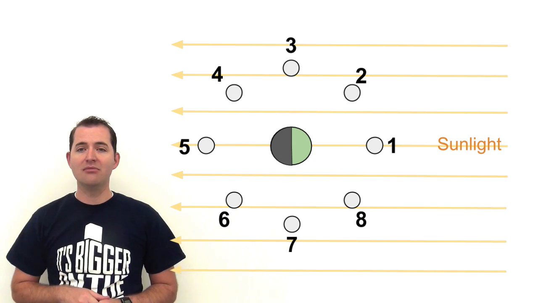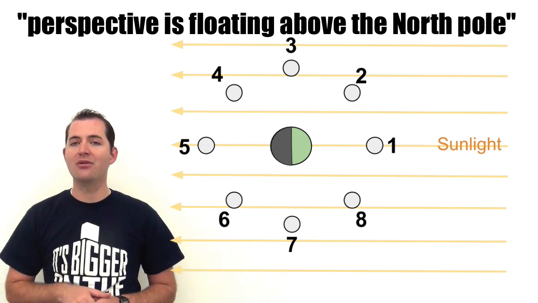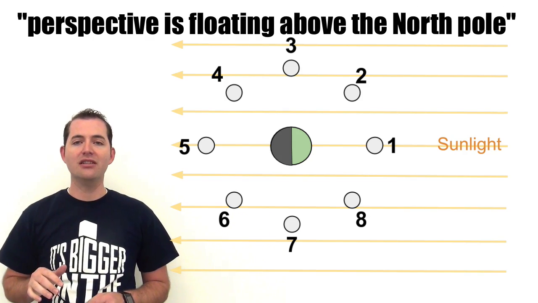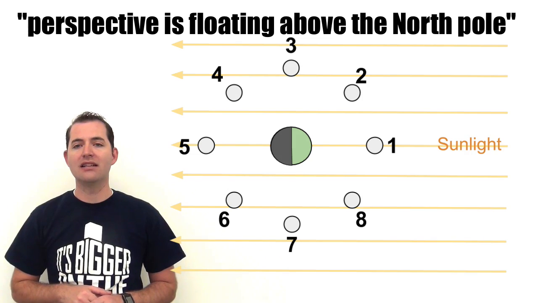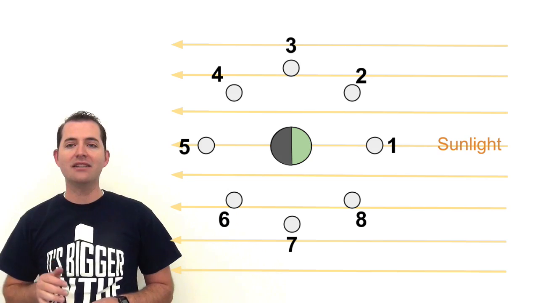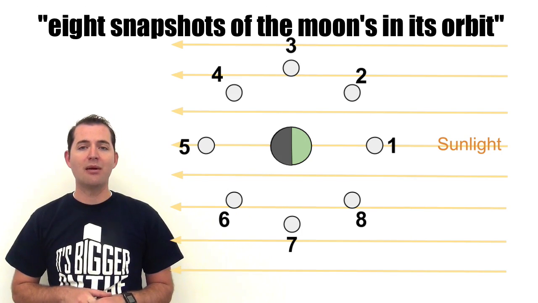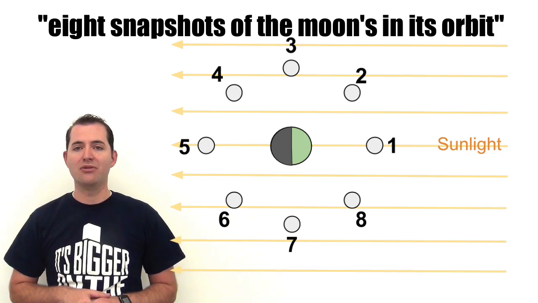As we look at this model, it's important to recognize that we are taking the perspective of someone floating above the North Pole of the Earth and watching the moon as it moves counterclockwise in its orbit around the Earth. In this model, we're basically looking at 8 different snapshots of the moon in its motion. Each of these snapshots will represent one of the 8 major phases of the moon.